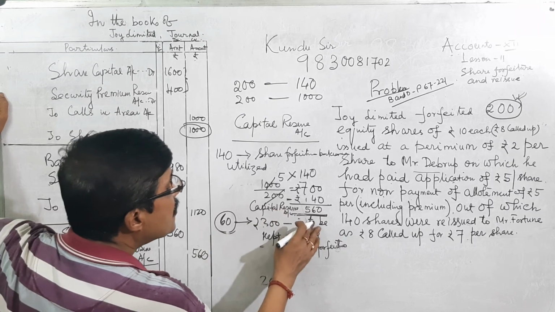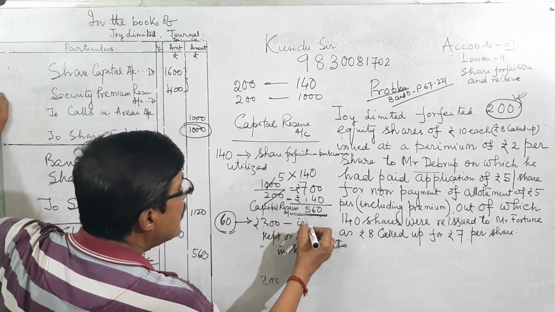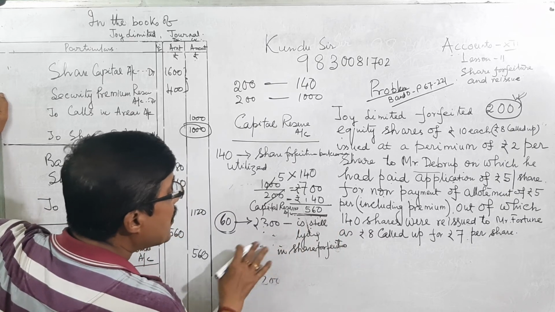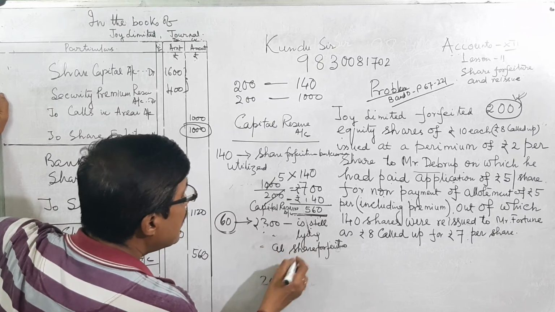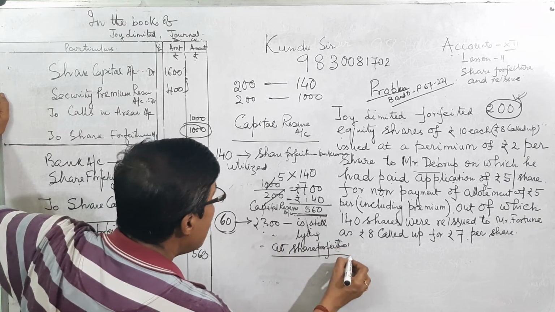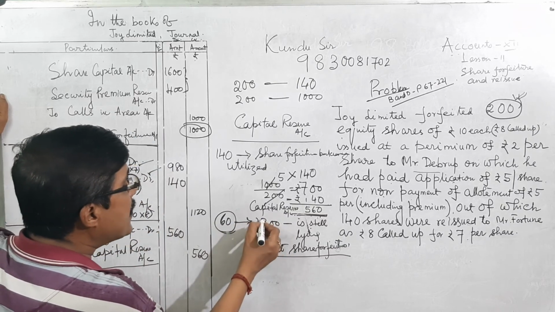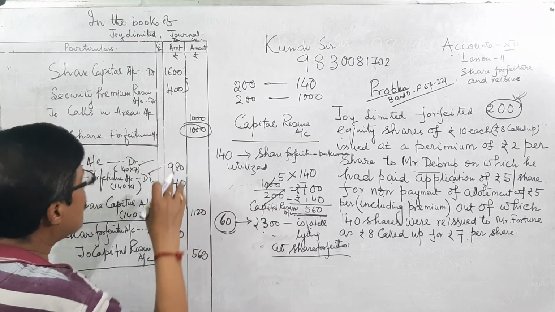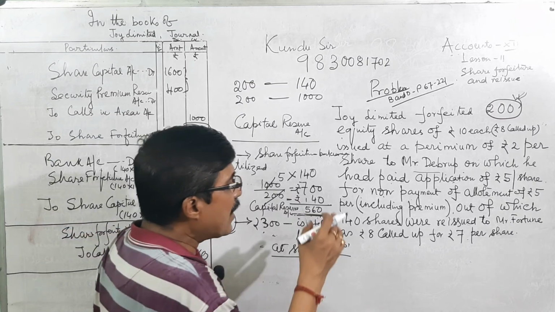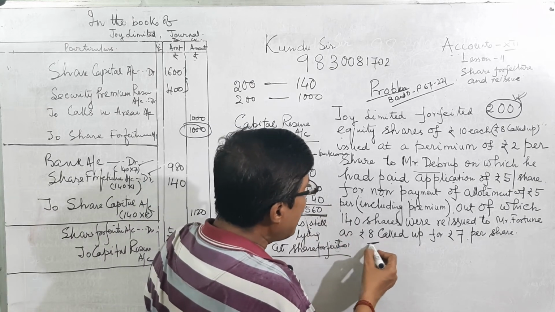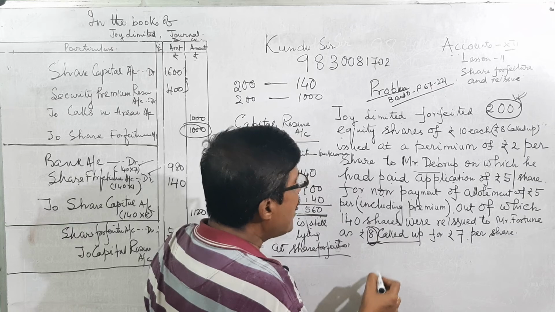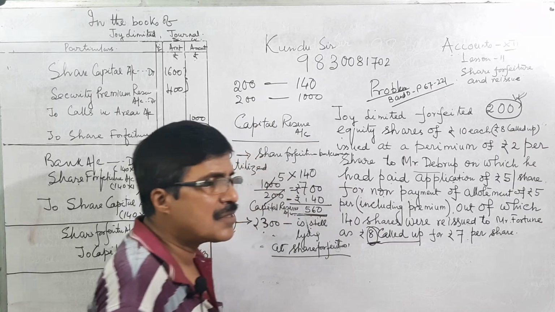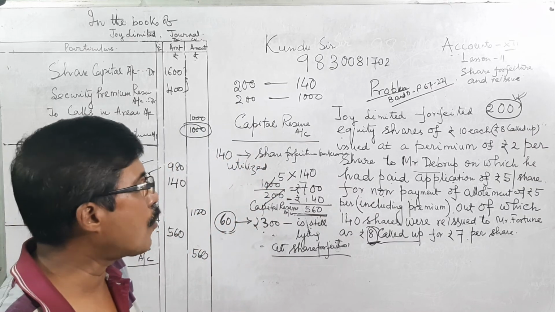It is still lying in share forfeiture account, and the decision will be taken regarding this after reissue of these shares. That means the journal is completed, and the rest part, that means the company called up 8, and the rest part will be called by the company later on as decided by the management or board of directors.